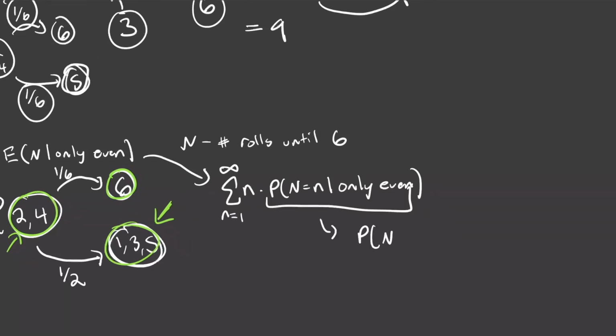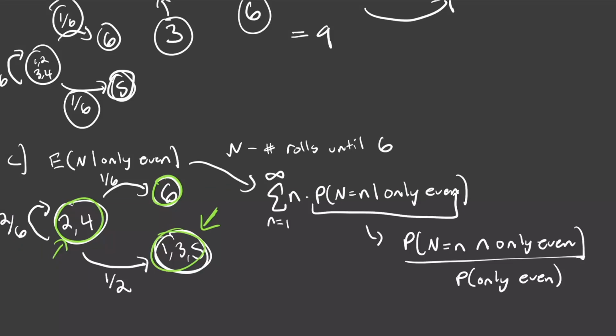It's the probability that n is equal to little n, and basically we only have even numbers in our sequence, divided by the total probability of sequences that have only even numbers. So in general, what is the probability that we get a sequence with only even numbers? Well, that's basically just like asking, what is the probability that our sequence ends in a 6 before we get any of these, a 1, 3, or a 5.